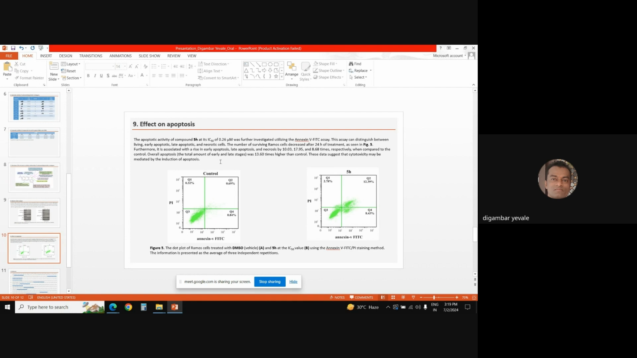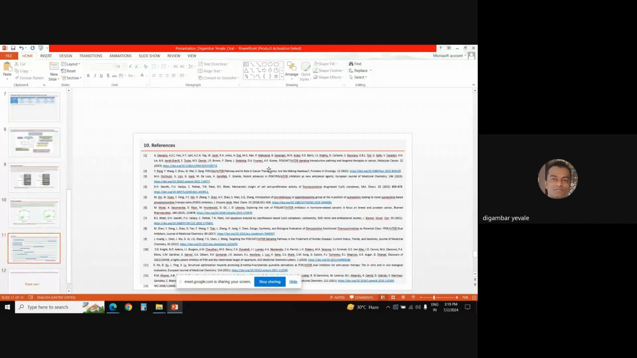So for my compound 5H, the overall apoptosis was 13.6 times higher than the control. This is the control, and this is our 5H compound. So it clearly shows that this compound has good activity against PI3K delta and mTOR. So this is the main part of my presentation.